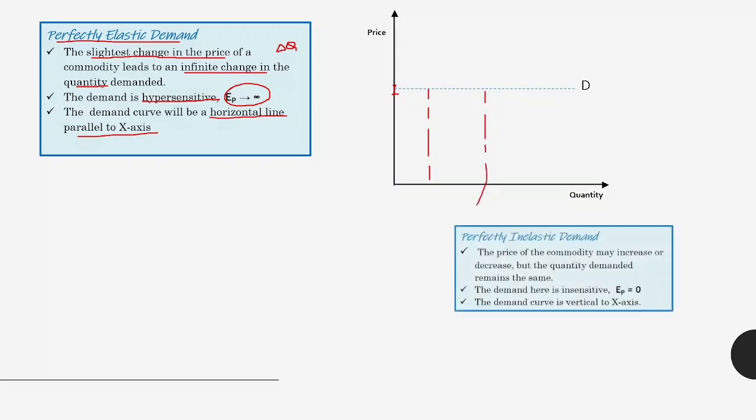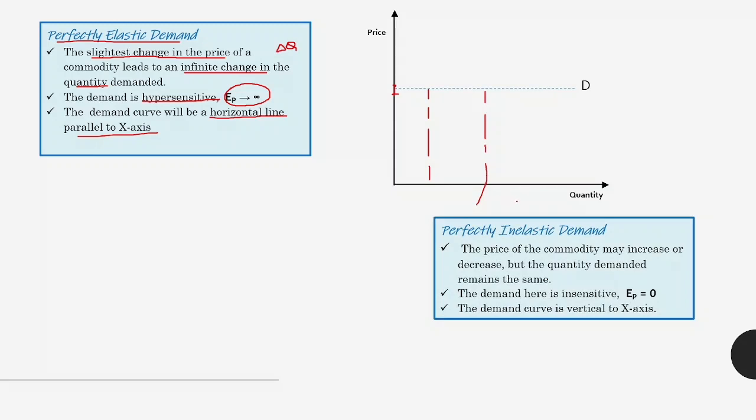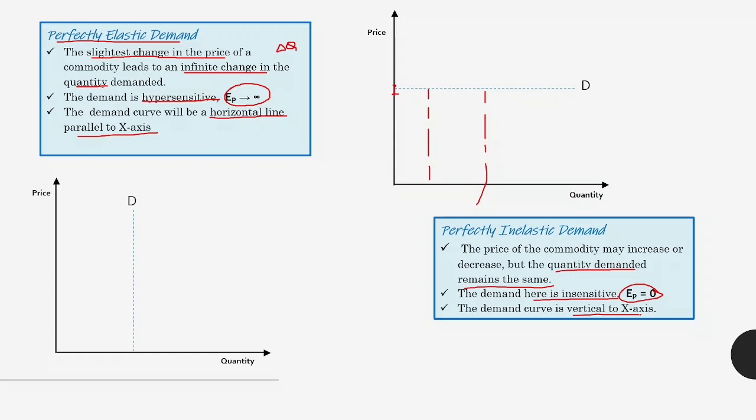Now the second one is perfectly inelastic. It is exactly opposite to perfectly elastic. Here the price of the commodity may increase or decrease, but the quantity remains the same. So price is changing, but there is no change, or we can say a very minute change, in the quantity demanded. So here demand is insensitive. Therefore it's inelastic. Now EP is equal to 0 and the demand curve is vertical to the x-axis. We can see this graphically. On the x-axis we have quantity, on the y-axis we have price, and this is our demand curve, which is parallel to the y-axis.